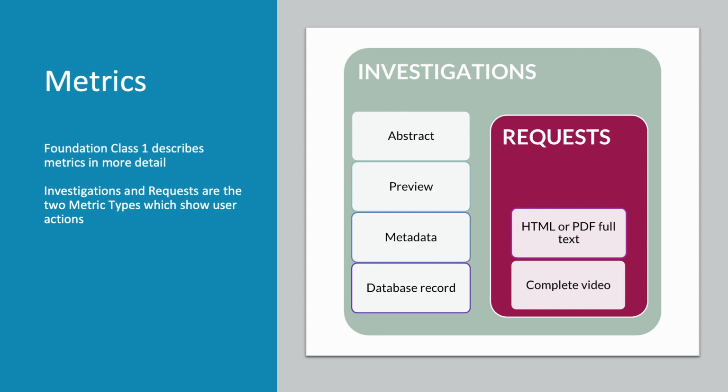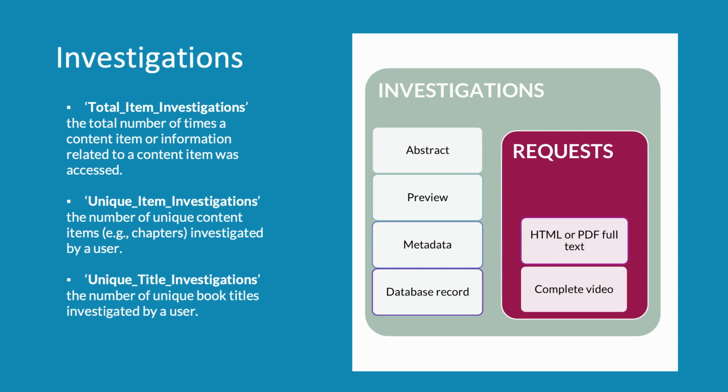Investigations and requests are the 2 metric types which show user actions. Looking at investigations first, total item investigations is the total number of times a content item or information related to a content item was accessed. Unique item investigations displays the number of unique content items, such as chapters, investigated by a user, while unique title investigations indicates the number of unique book titles investigated by a user.